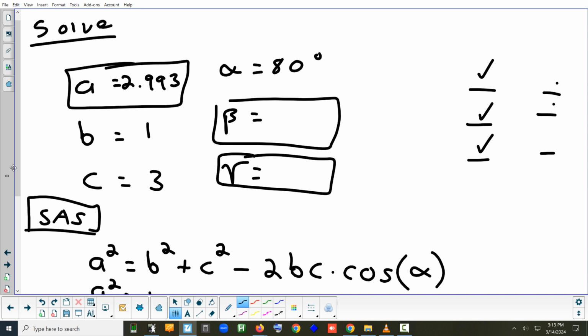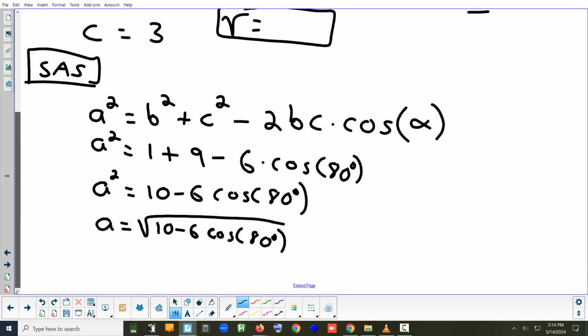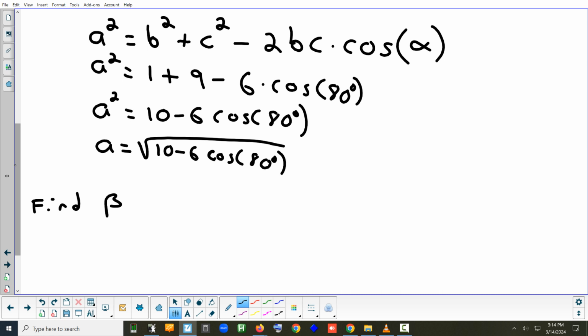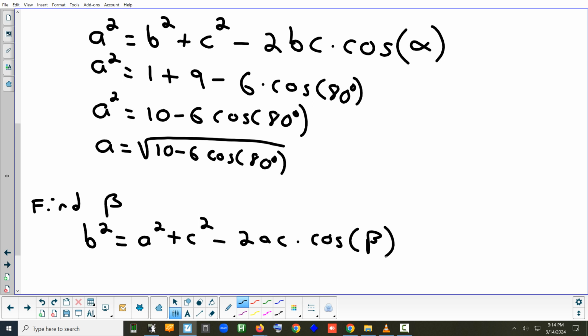Now we have to do law of cosines to find an angle. Doesn't matter which angle we pick. So which angle do you want to find? Beta. All right. So to find beta, what's the law of cosines going to look like that has beta at the end? B squared equals a squared plus c squared minus 2ac times cosine beta. Perfect. Sweet.